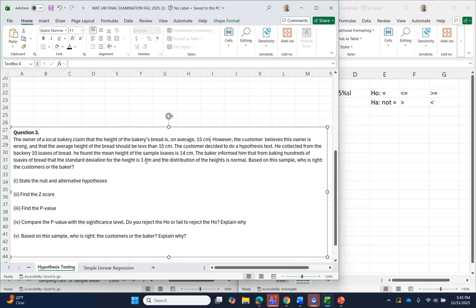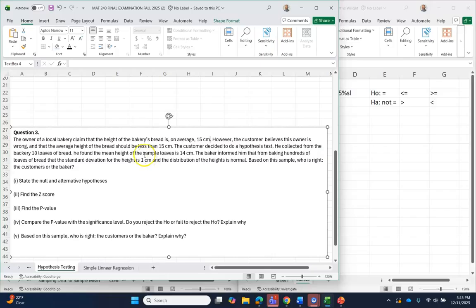So the first thing to do here is to state the null and alternative hypothesis. And then we need to find the z-score, and then from the z-score we find the p-value and compare the p-value with the significance level, and see if we can reject the null hypothesis or fail to reject the null hypothesis, and we have to explain why. And then based on this sample, we need to find who is right. Is it the customer or the owner of the business? And we have to explain why.